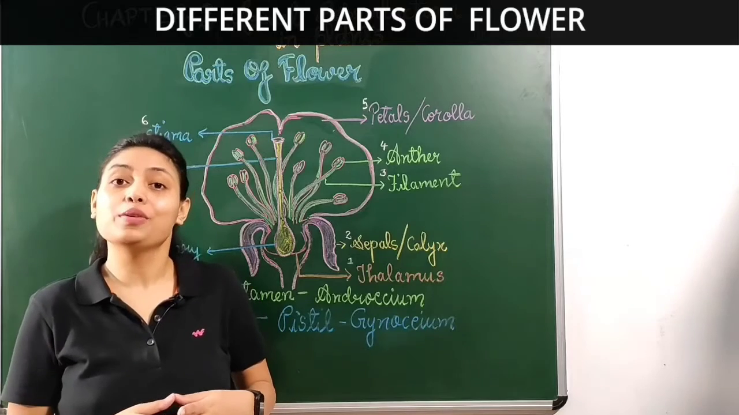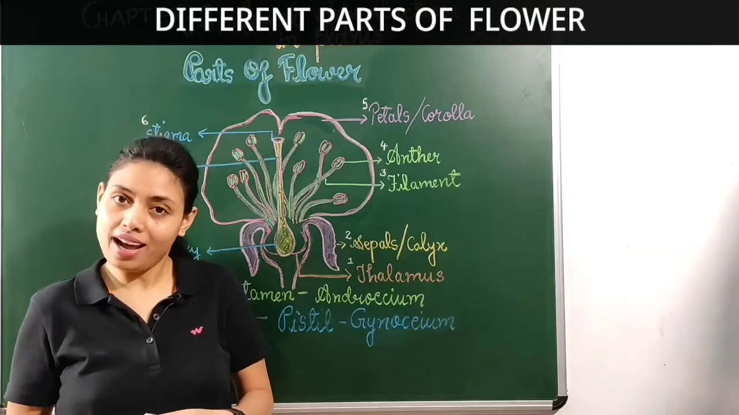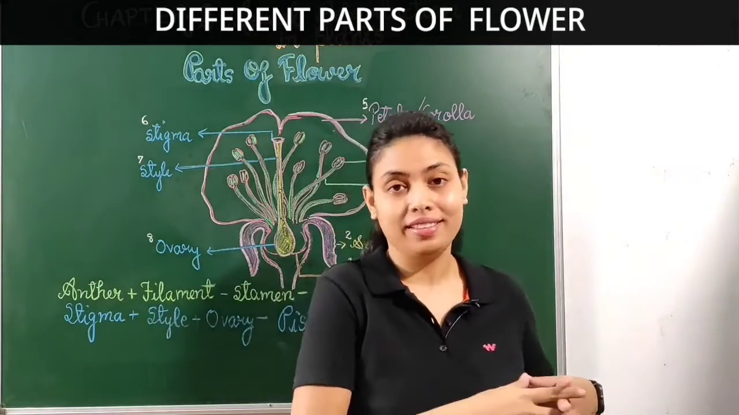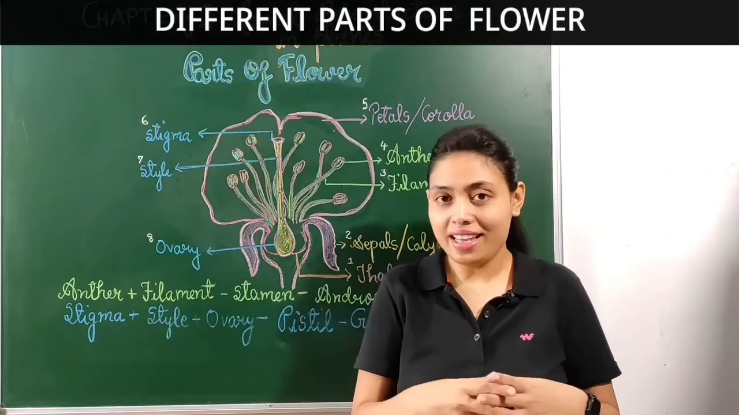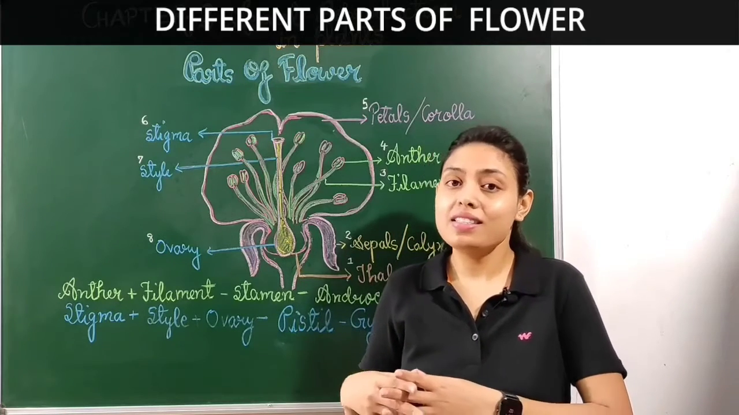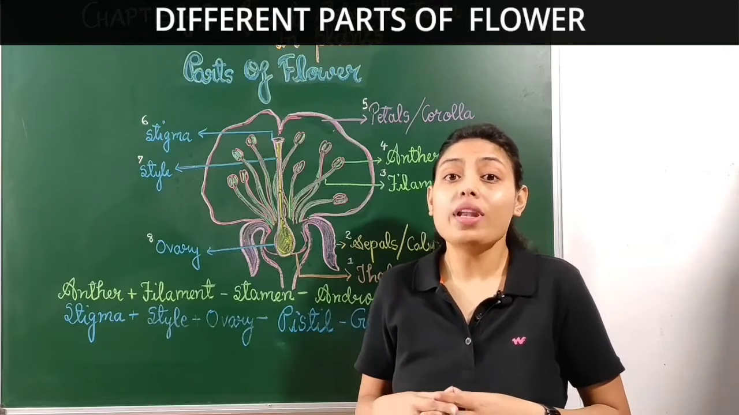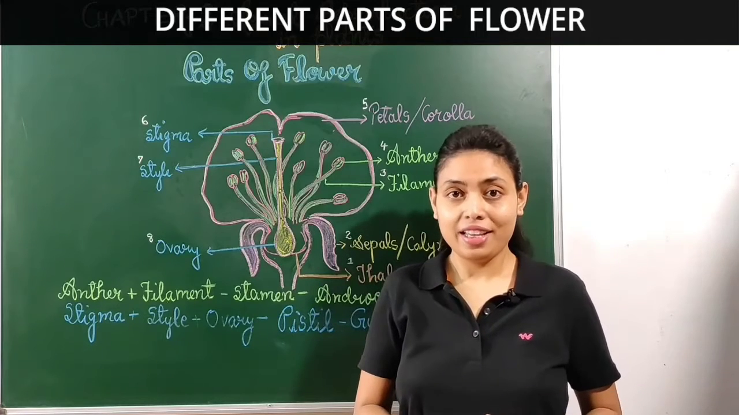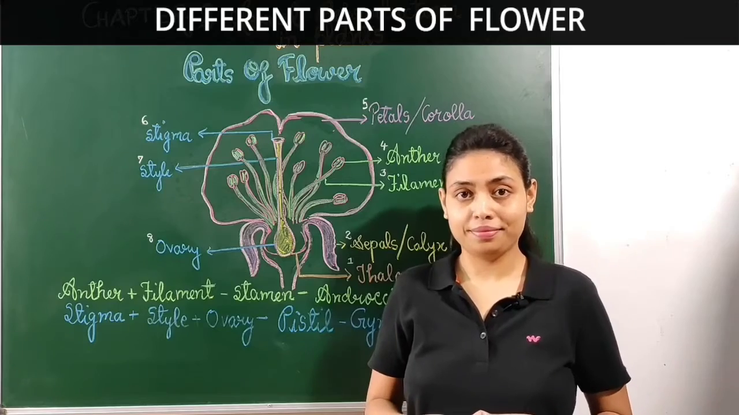Today we will start a new chapter, Sexual Reproduction in Flowering Plants. Now what is sexual reproduction? The fusion of male and female gamete is termed as sexual reproduction. Flower is known as the sexual reproductive part of a plant. Now let us study about the different parts of a flower.